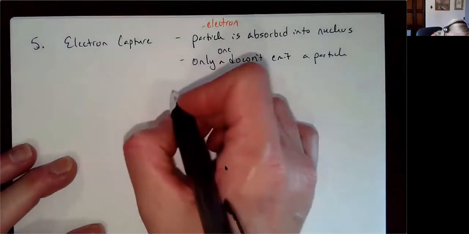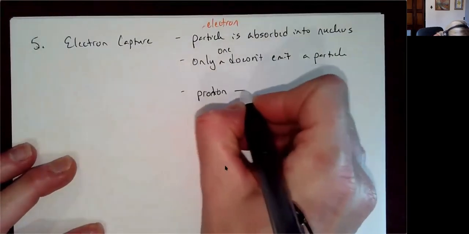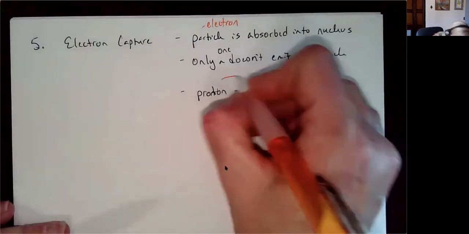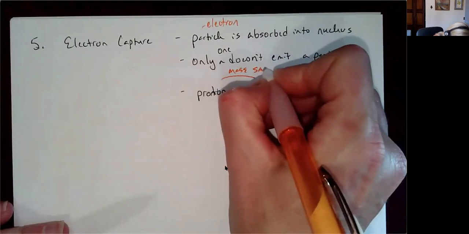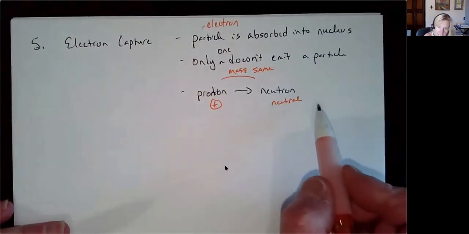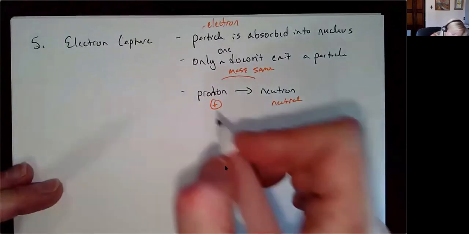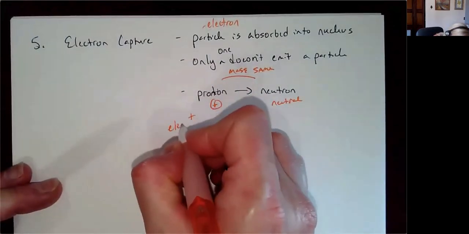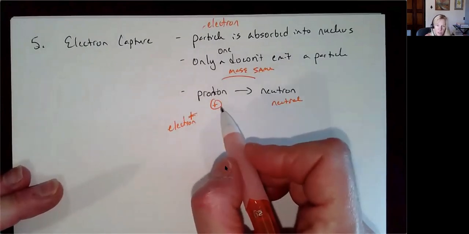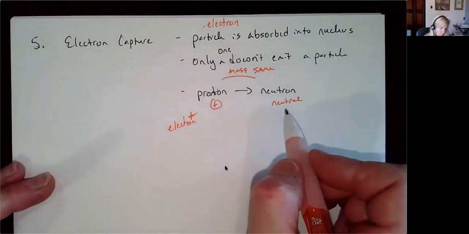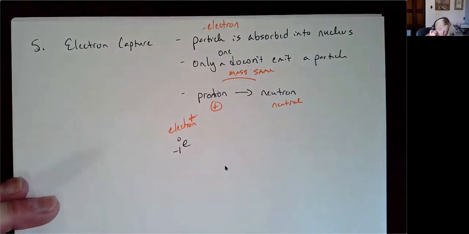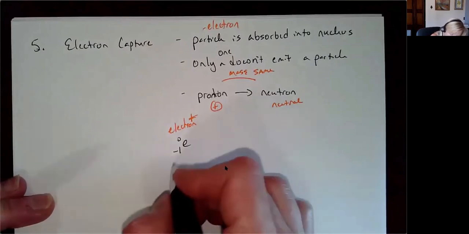So what that does is that converts a proton into a neutron, which is what we had in the last one, so there's no change in mass. Mass is the same. This is a positive, this is neutral. But now instead of emitting a positron, what's happening is I'm adding an electron here. So the electron is going to be absorbed by the nucleus. It's going to bind with a proton that together is going to form a neutron. So electron capture, my electron I'm going to represent this way. So this is going to be on the reactant side.